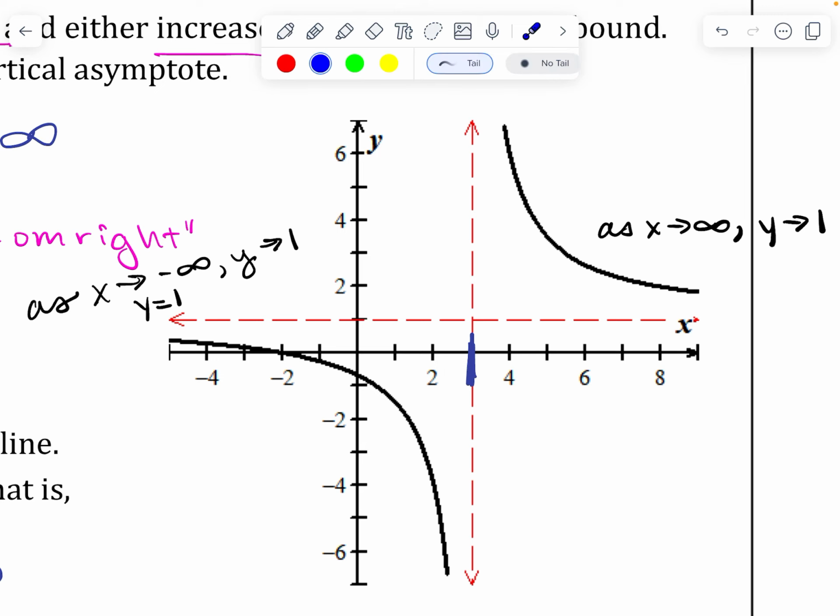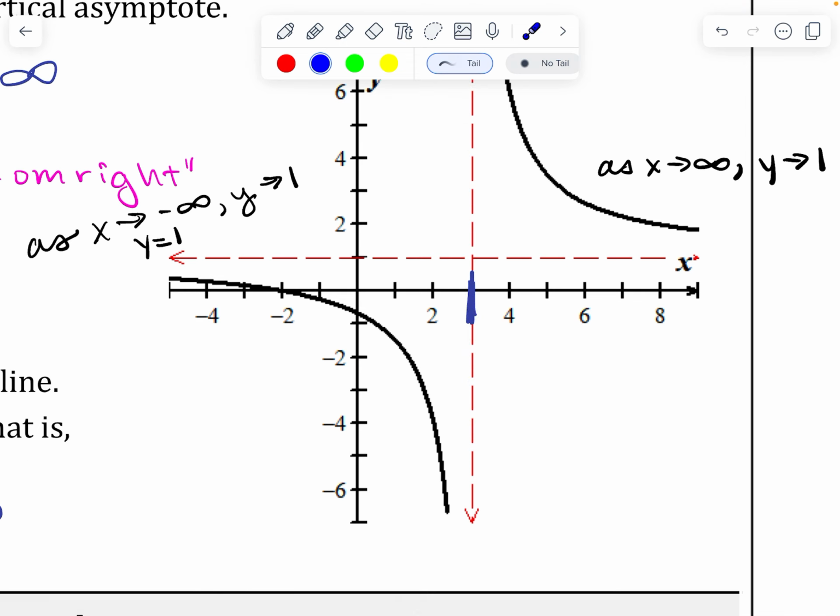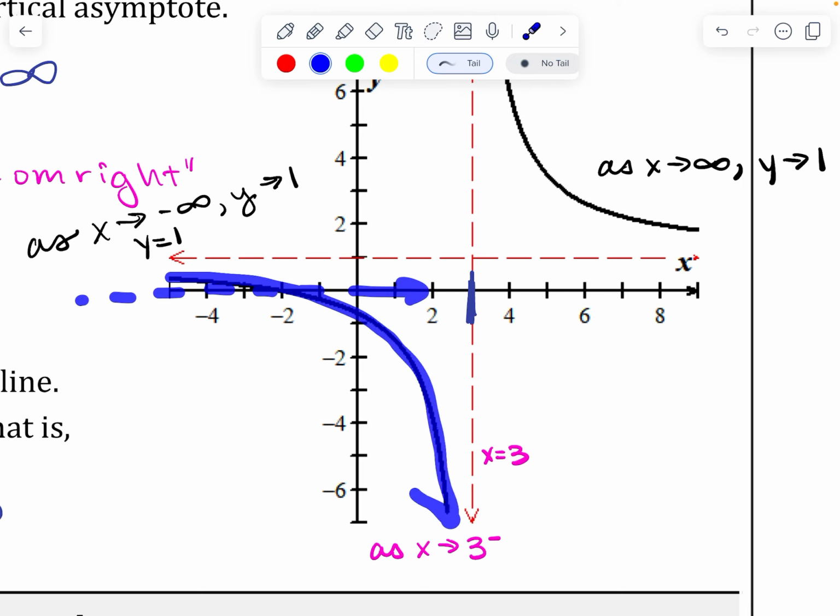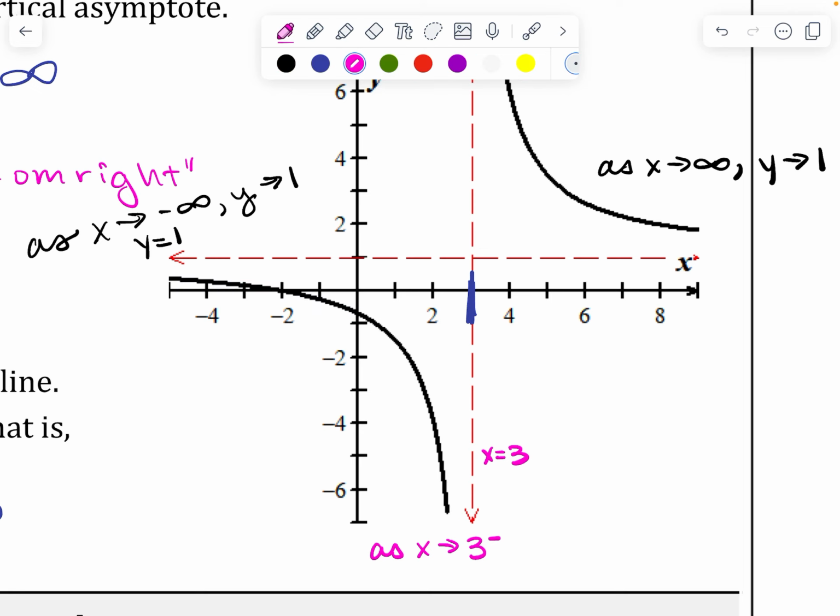Now let's look at that vertical line. So here's my vertical line. I can say, if that vertical line is at x equals 3, we can say as x approaches 3 from the left, so it means we're moving left to right, going to 3, what's happening to that function? That function is going down forever. So we could say f of x, or the y value, is approaching negative infinity, okay?